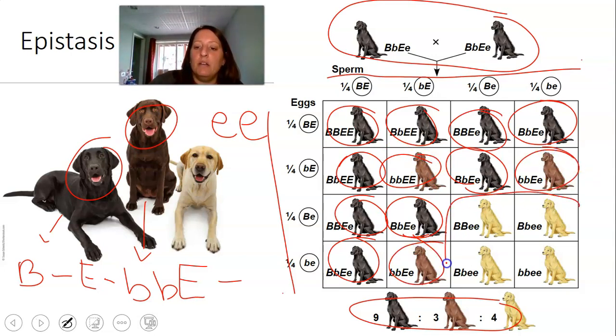And any dog here that has 2 doses of the recessive E gene is not going to have any pigment deposition. So their fur is going to be albino, which is yellow. Okay? So again, another example of epistasis. In this case, the E gene is controlling the expression of the B gene.